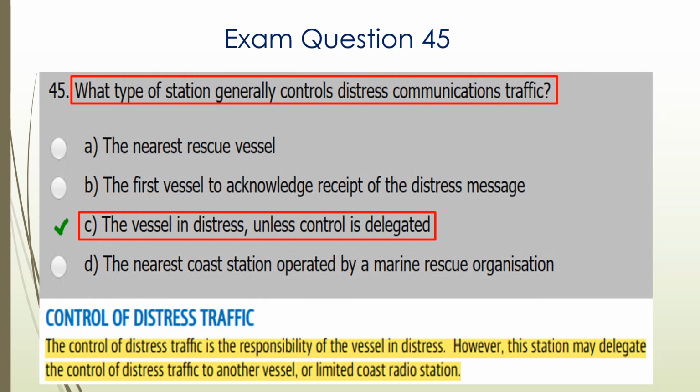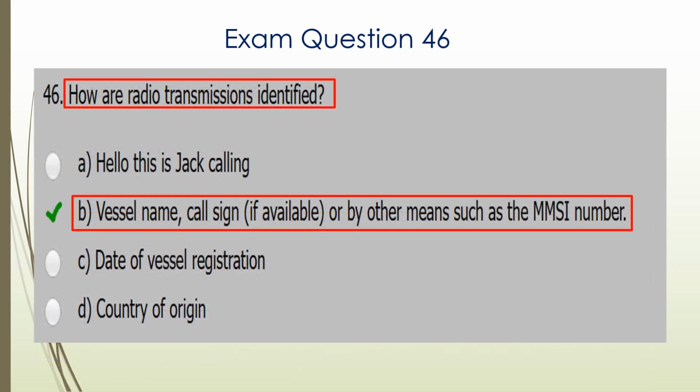Question 45. What type of station generally controls distress communications traffic? And the answer would be C, the vessel in distress, unless control is delegated. Question 46. How are radio transmissions identified? Those transmissions are identified by a vessel name, vessel call sign, or Marine Mobile Service Identity Number. B is the correct answer.